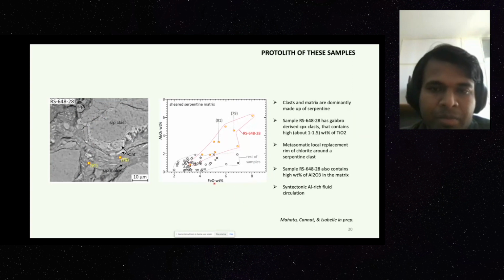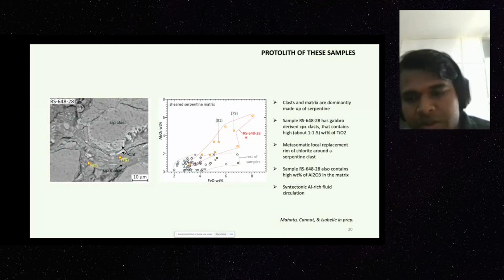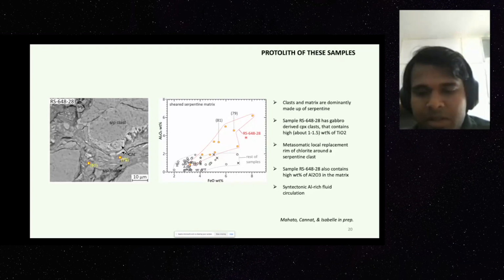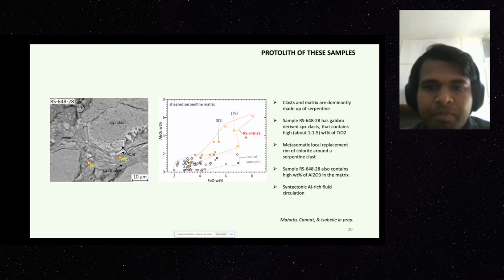And the microprobe analysis shows that this sheared serpentine matrix in this particular sample, where we see the gabbroites, contains higher amount of alumina oxide compared to the rest of the samples. So this indicates alumina-rich fluid circulation during the process of deformation.